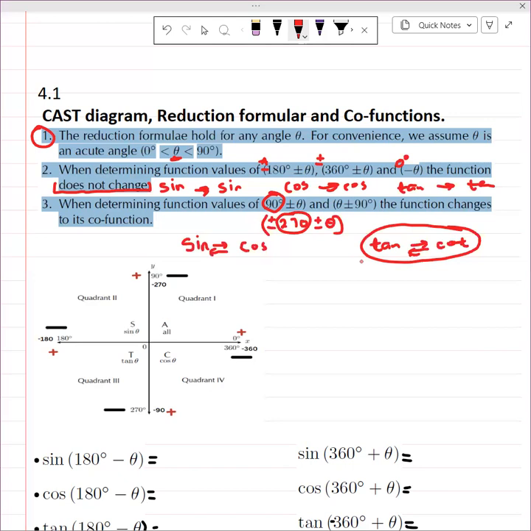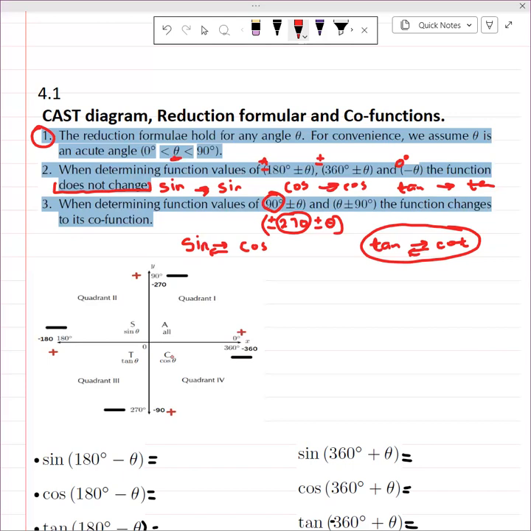Okay, so now let's go to our Cartesian plane, the CAST diagram. On the CAST diagram, you have all, and then you have sine theta, tan theta, and cos theta. What do these things mean here? I'm going to explain this diagram part by part. I'm going to break it down to make it easy.